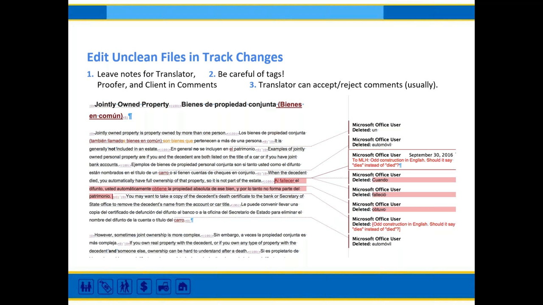So we use the comment function as well. So it could be, for instance, that in the comment function, we could be writing notes to each other about, this is a change I made, I'm not really sure, but I suggest it for this reason. Or a note to the client, there seems to be a mistake in your English here, or something like that. So it's a really nice way of getting all of your dialogue and your corrections or commentary in the same place.